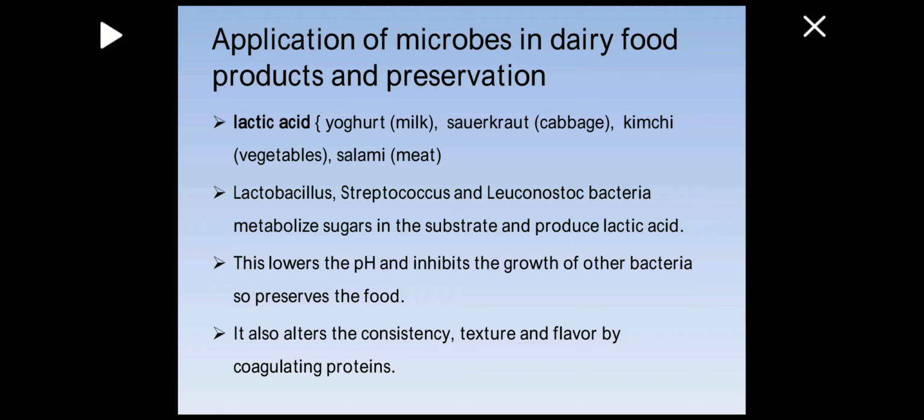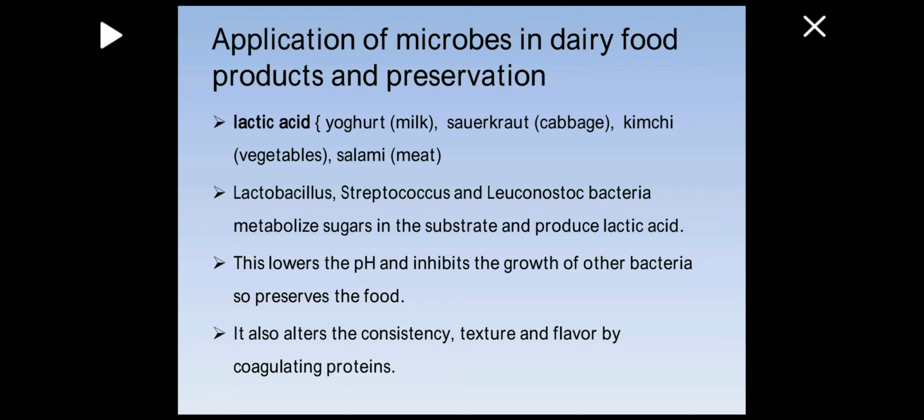So, applications of microbes in dairy food products and preservation. Dairy food products like milk products, and their preservation so that they can be kept for a small or large period of time. Lactic acid is one of the examples which is used in yogurt, which is a product of milk. Sauerkraut is one of the products which is made of cabbage, and in that case lactic acid is also used.